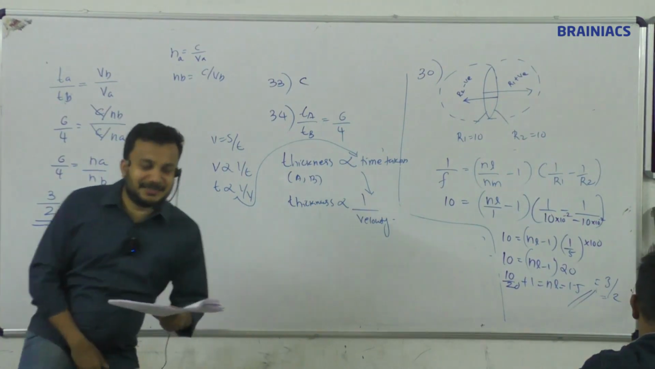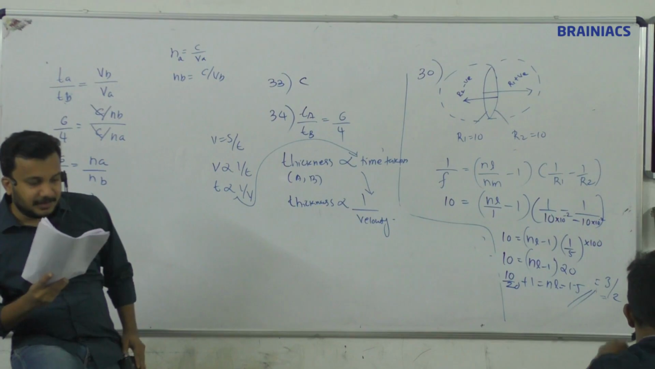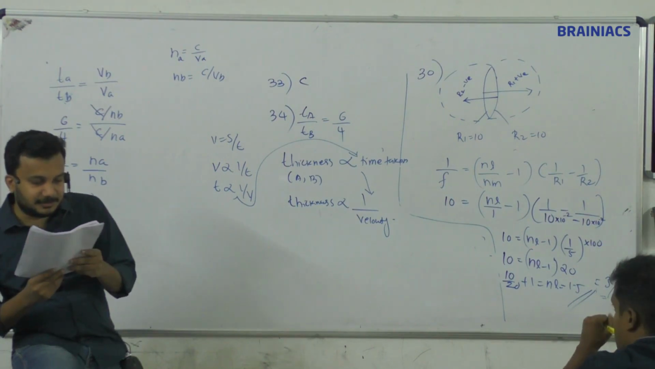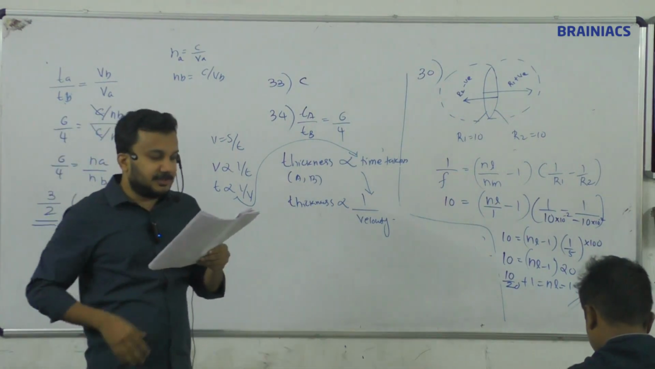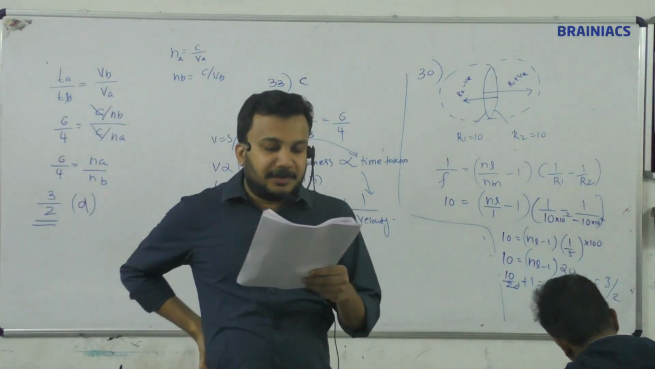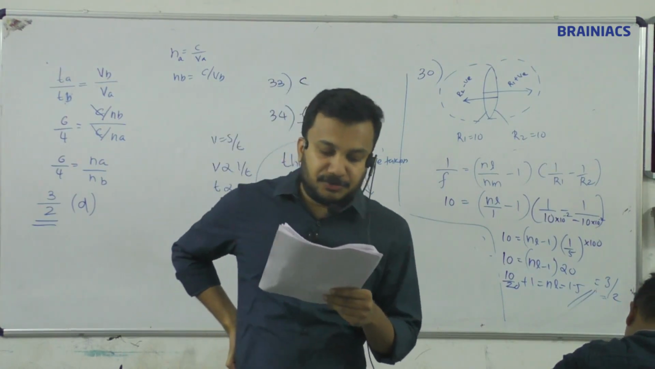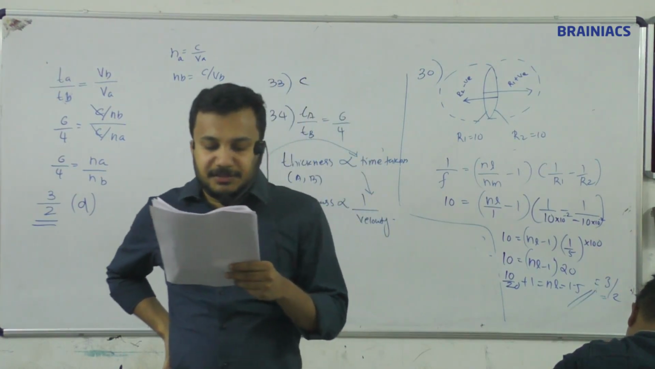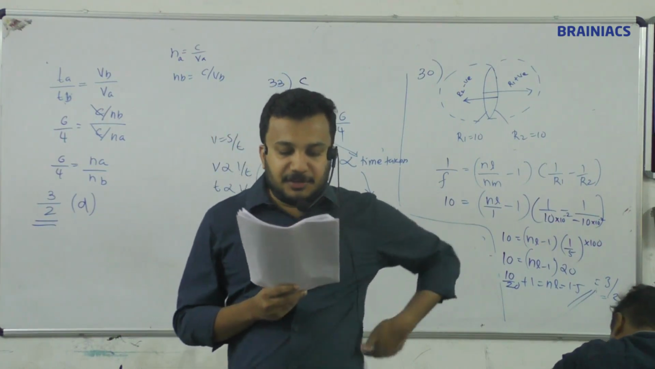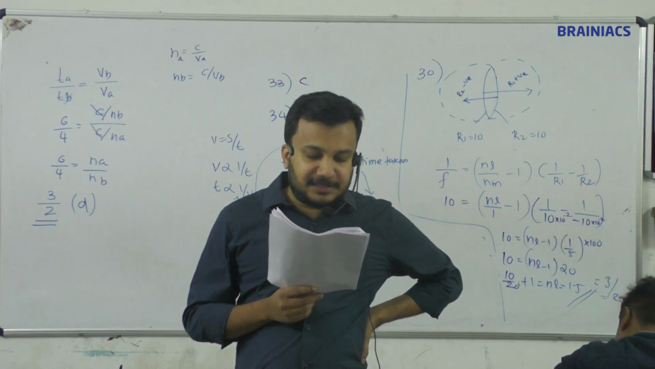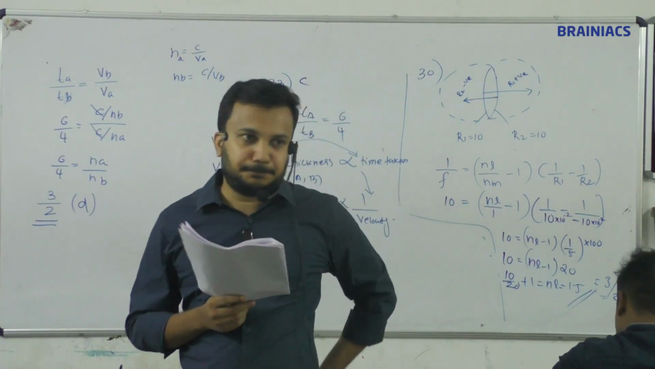Just logic and nothing else. Okay, let's continue. Question number 35. A rectangular block of glass is placed on a mark made on the surface of the table and it is viewed from the vertical position of I. If the refractive index of the glass is mu and its thickness is d, then the mark will appear to be raised by.